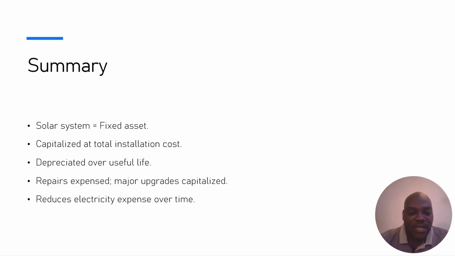So in summary, we've learned that a solar system is a fixed asset when you acquire it, capitalized at the total cost of the installation and depreciated over the useful life. Repairs are expensed over the period whilst major upgrades are capitalized, and it helps reduce our electricity costs.